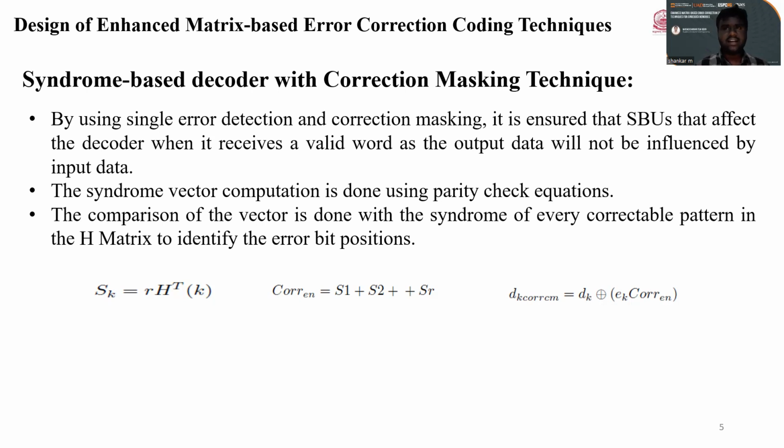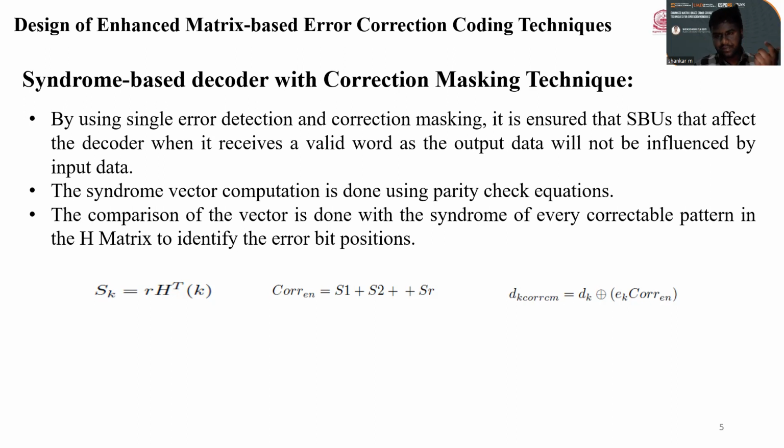If we get a non-zero syndrome vector, then the syndrome vector is compared with the columns of the H matrix, the parity check matrix, and this is done to find the location of the error in the input data. If there are two errors present in the input data, then the columns at the positions of both errors will be XORed, and the final error pattern will be produced at those positions.